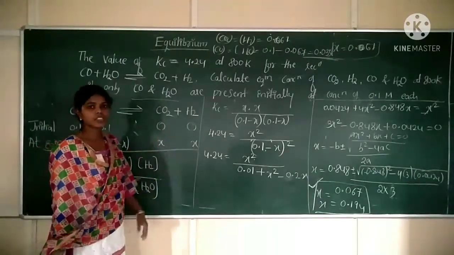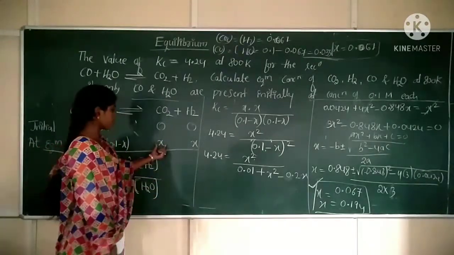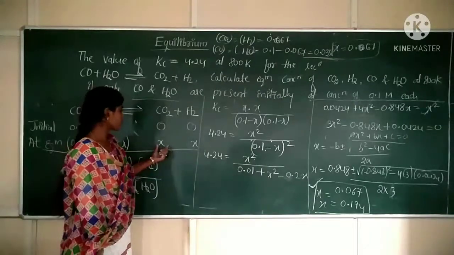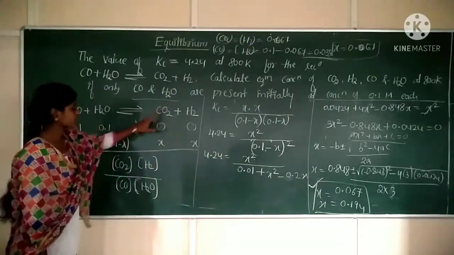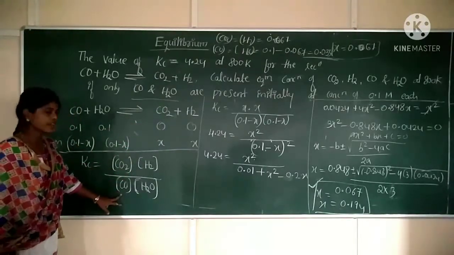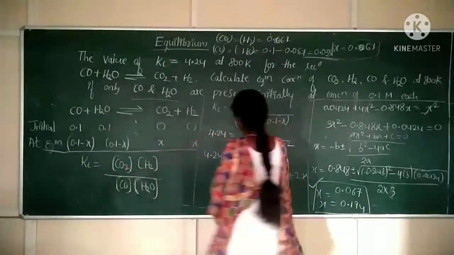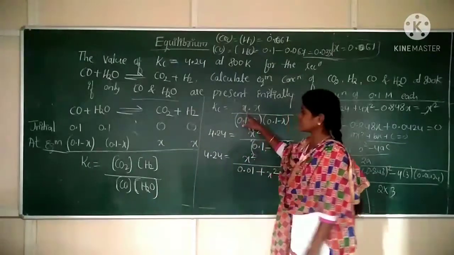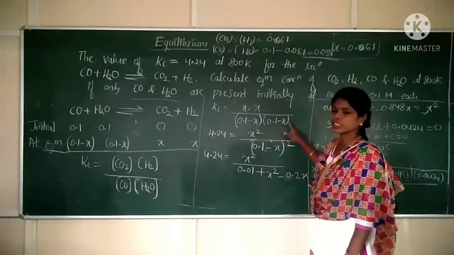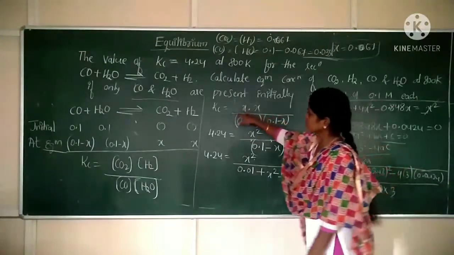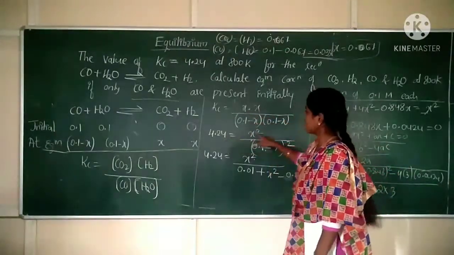As the reaction proceeds, concentration of product increases. So I take that increase as x mole per liter. So Kc is equal to concentration of product divided by concentration of reactant. Now substitute: Kc is equal to CO2 concentration x, H2 concentration x, divided by 0.1 minus x into 0.1 minus x. So substitute the value of Kc and simplify.